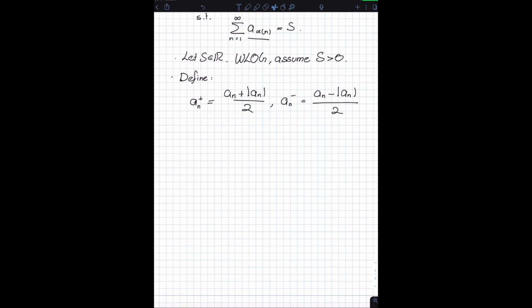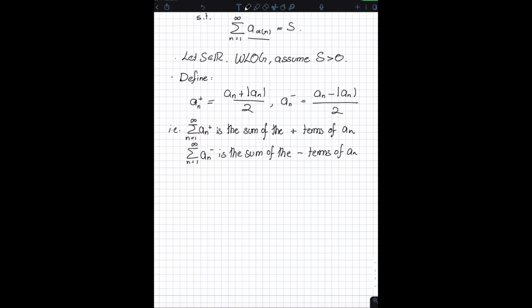So essentially, what this means is that the summation from n equals 1 to infinity of a of n plus is the sum of the positive terms of a of n, and the summation from n equals 1 to infinity of a of n negative is now the sum of the negative terms of the sequence a of n. Okay, so this is just something that I've written down to be formal or to be rigorous.